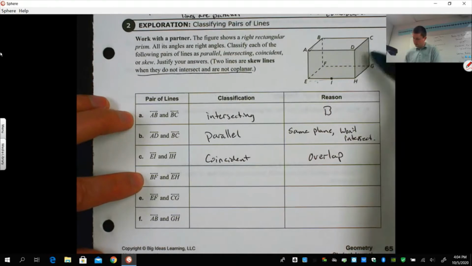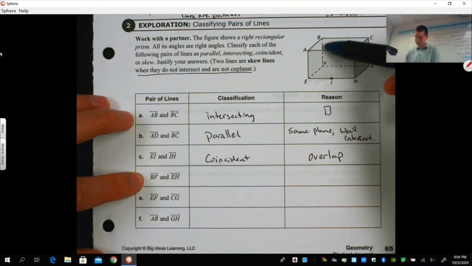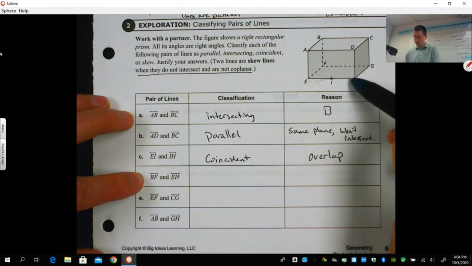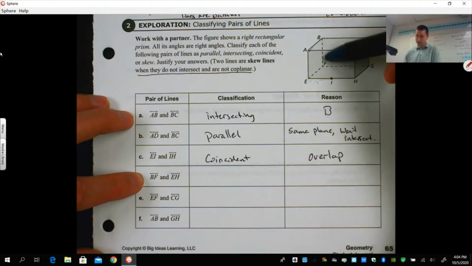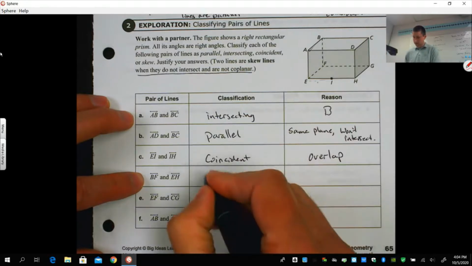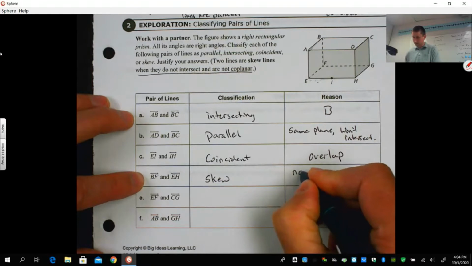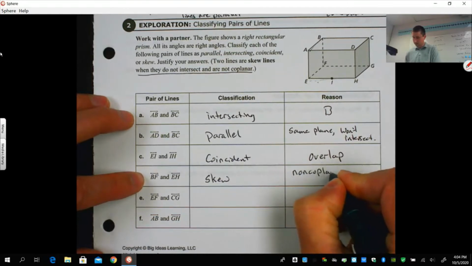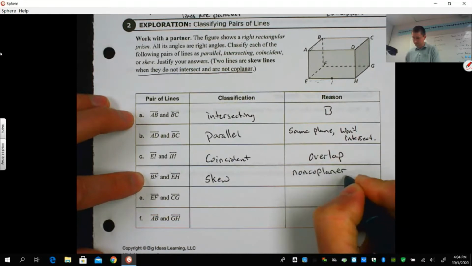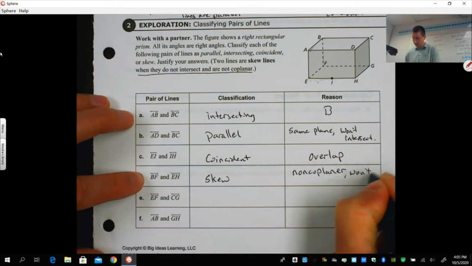Line BF. BF is back here in the corner. And EH is going along here in the front. So they're kind of going two different directions. BF is vertical, EH is horizontal. These would be our skew lines. So these are non-coplanar, and they won't intersect.